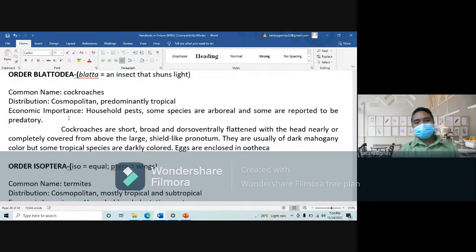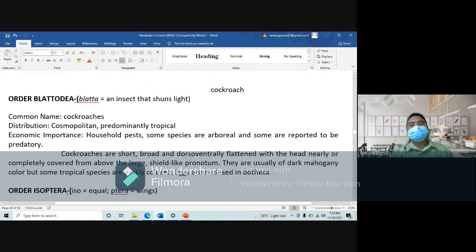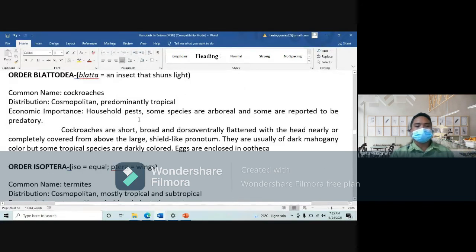Cockroaches are short, broad, and dorsoventrally flattened, with a head nearly or completely covered from above by the large shell-like pronotum. They're usually of dark mahogany color, but some tropical species are brightly colored. Eggs are enclosed in ootheca. Okay, so this is order Blattodea. Okay, examples of this order Blattodea is the cockroach.